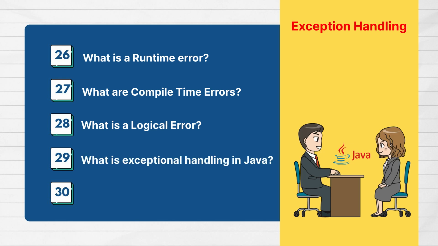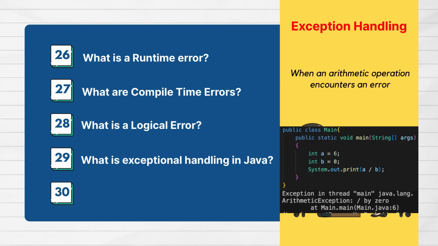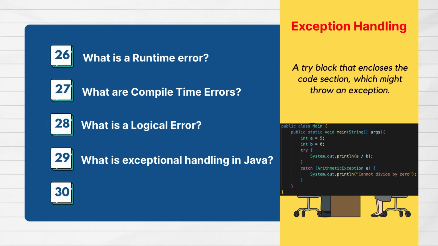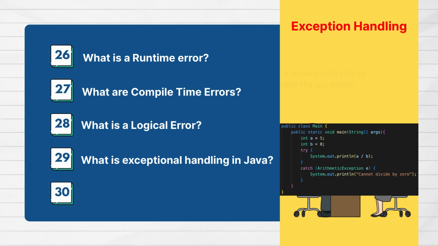What is exception handling in Java? Java exception handling is a mechanism to handle runtime errors such as class not found exception, IO exception, etc. When an arithmetic operation encounters an error, such as division by 0, it raises an arithmetic exception. In Java, exceptions are handled using try-catch blocks: a try block that encloses the code section which might throw an exception, and one or more catch blocks that handle the exception.